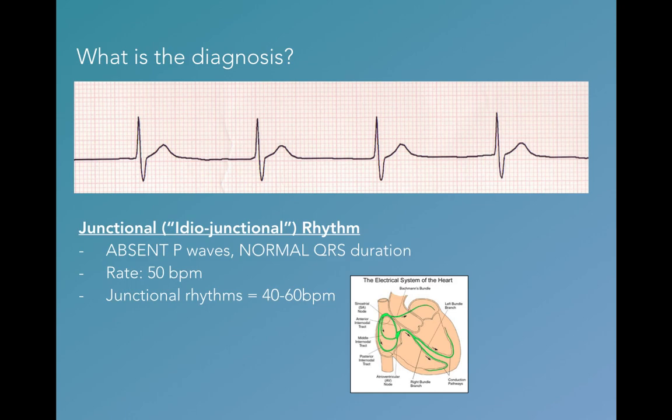So this is what a junctional rhythm looks like. As I said, no P waves, normal QRS duration, the rate's about 50. Junctional rhythm, as you now know, is between 40 and 60, so that should make complete sense. Now, what if there was a P wave? Well, then it would just be sinus bradycardia, assuming that everything else was normal.